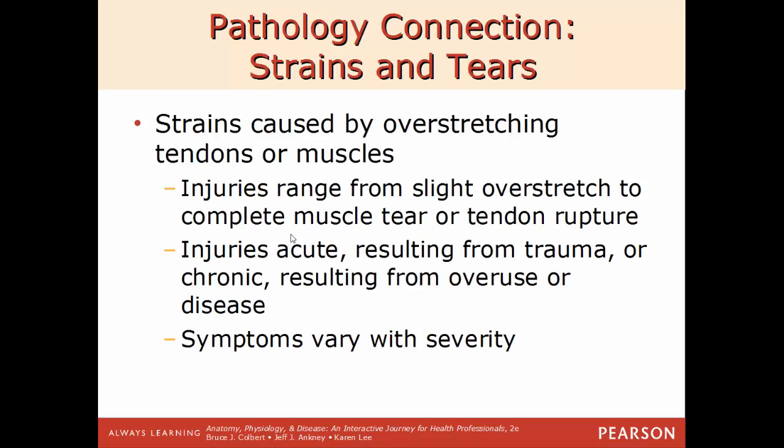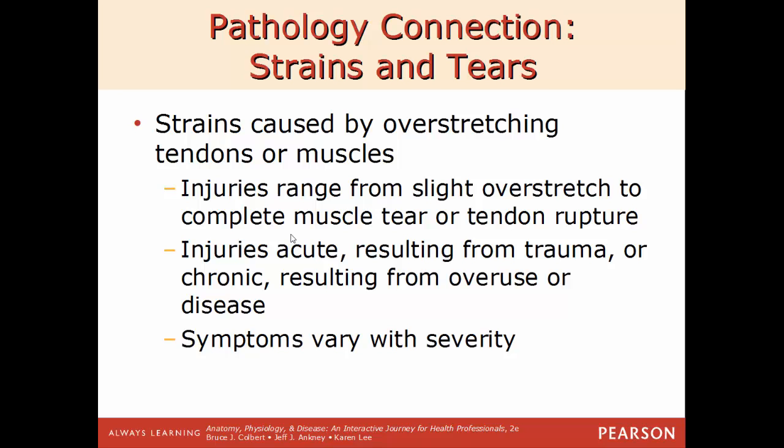All right, now we'll move on to another pathology connection. We'll talk about strains and tears. A strain is caused by overstretching of a muscle or of a tendon. Injuries could range from a slight overstretch to a complete muscle tear or a complete rupture of a tendon. Injuries can be acute, resulting from trauma, or chronic, resulting from overuse and disease.